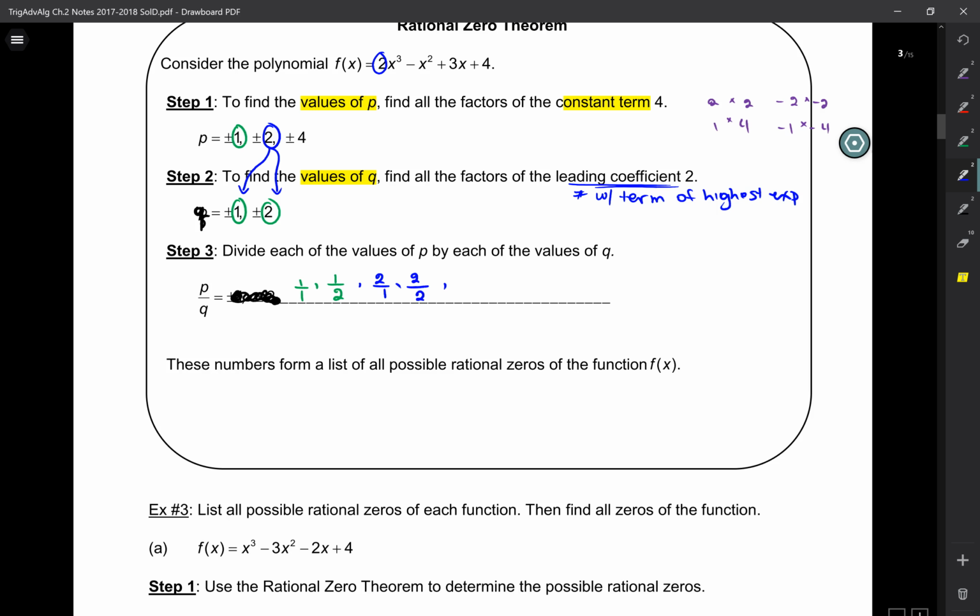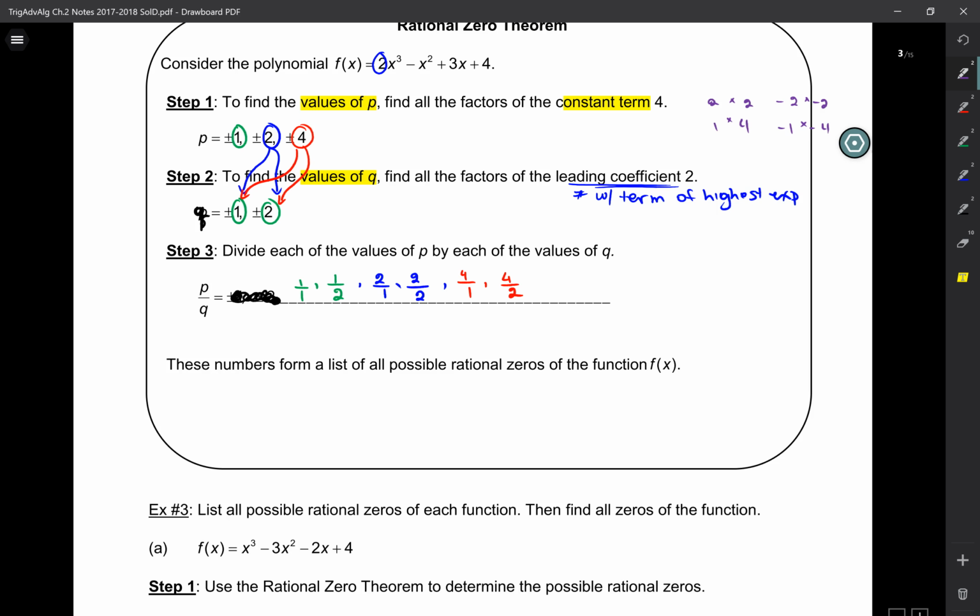Okay, now I take the next one, 4. 4 over 1, 4 over 2. Basically it's like you're matching everybody in team P with everybody in team Q. It's like a bracket, right? Everybody in league P has to play everybody in league Q. You just have to match them up with all the different pairings.